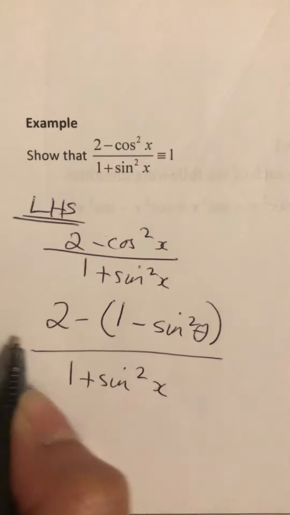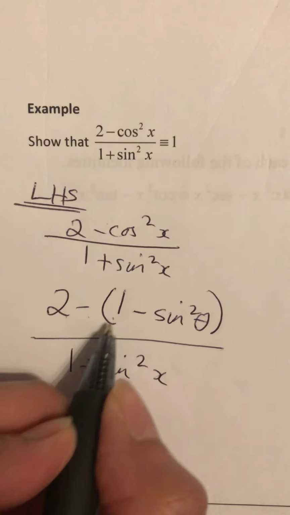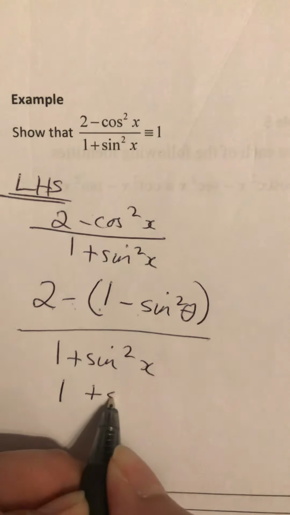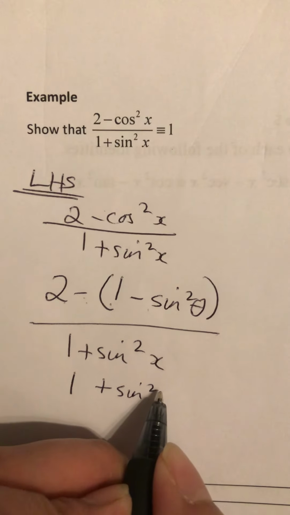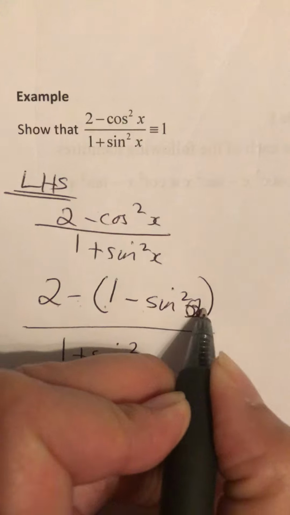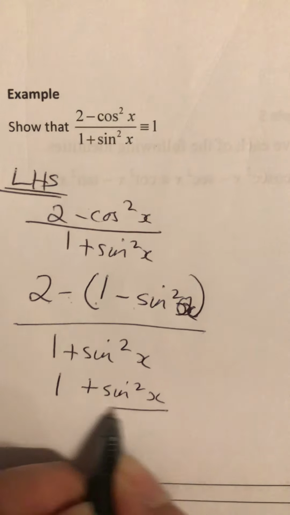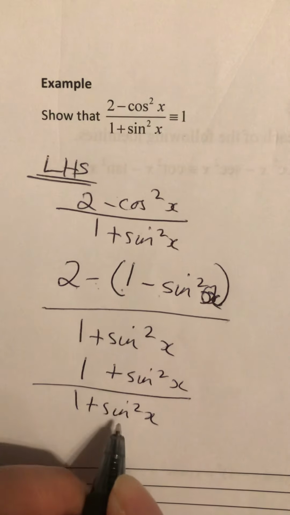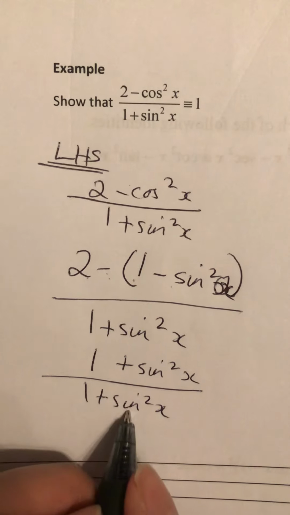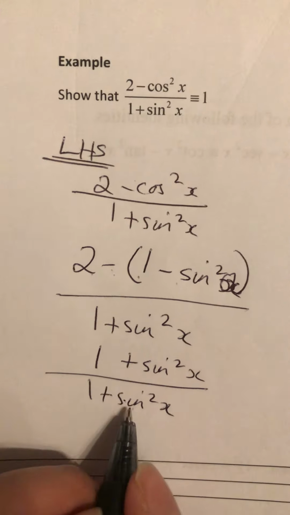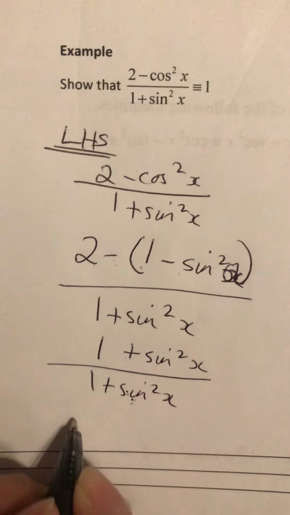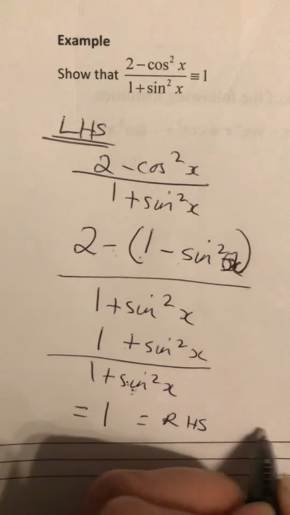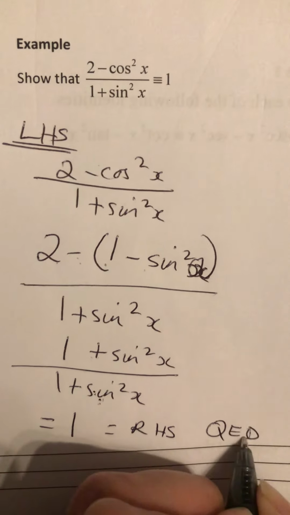I'm just going to tidy up that top line. So I've got 2 take off 1, which is 1. Minus and a minus makes a plus sine squared on the top line. I'm just going to change that to an x because we are working with x's here. So that's my top line now, and my bottom line is 1 plus sine squared as well. And I'm dividing them, and because I've got two things that are exactly the same, dividing them by each other would equal 1. That equals the right-hand side, QED. Okay.